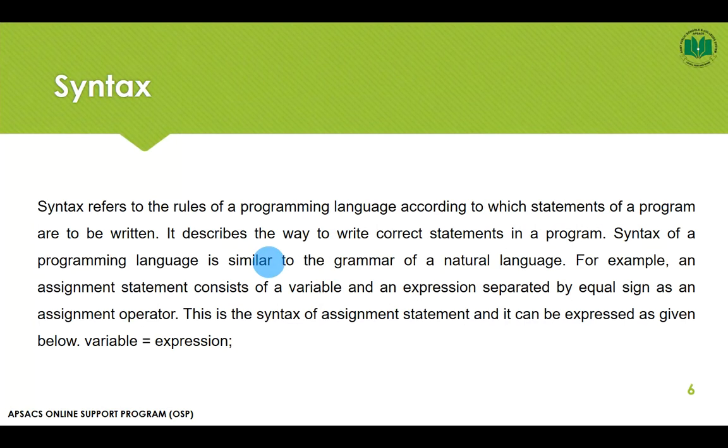So now we will discuss what syntax is. Syntax refers to the rules of a programming language according to which statements of a program are written. A statement means one complete line written in a computer program. It describes the way to write correct statements in a program. The syntax of a programming language is similar to the grammar of a natural language.